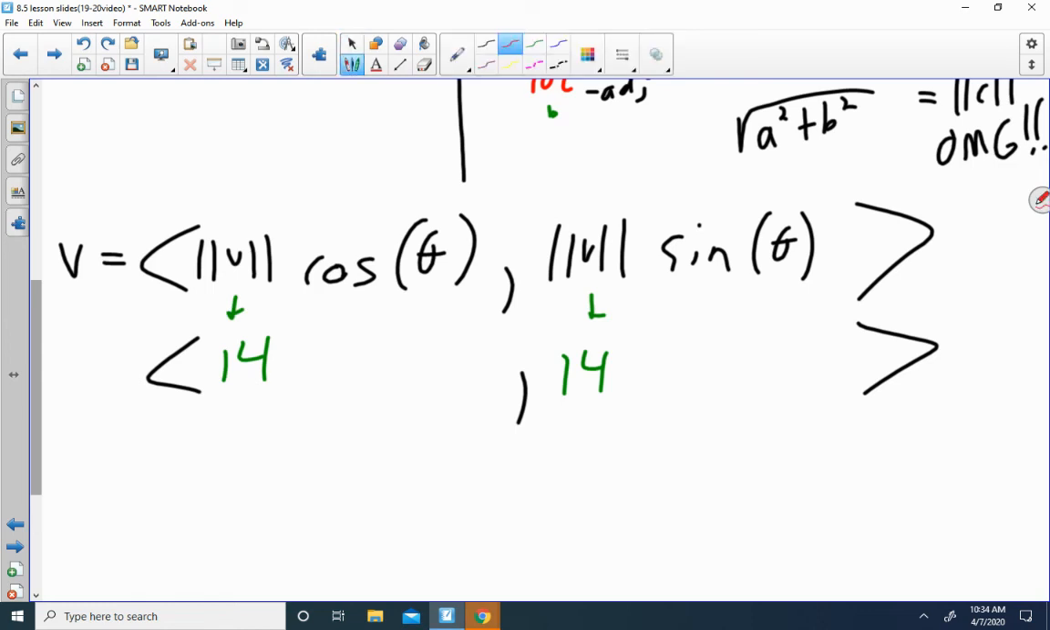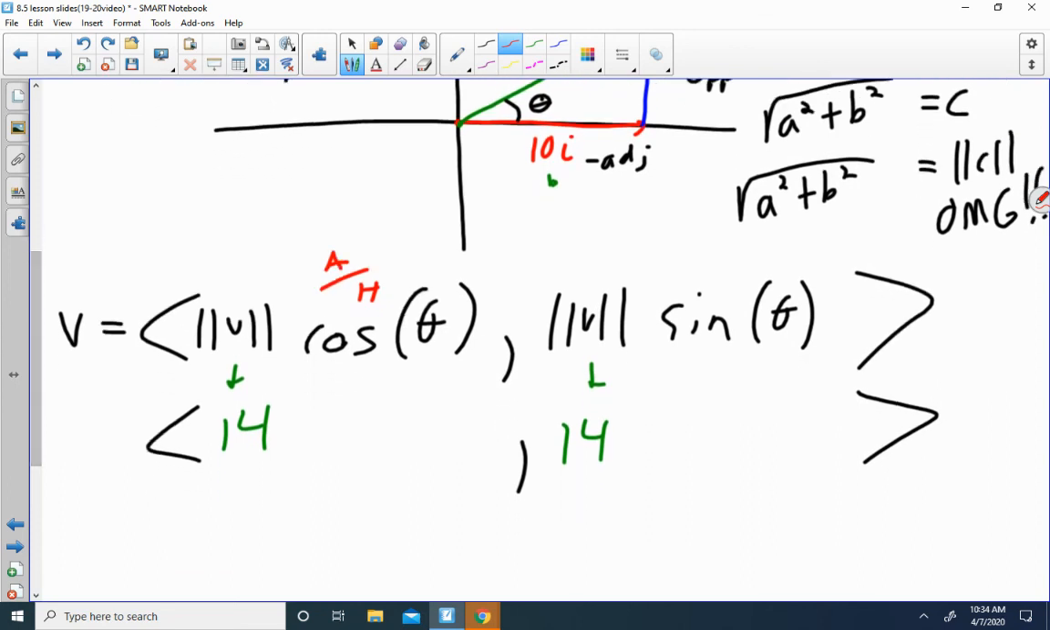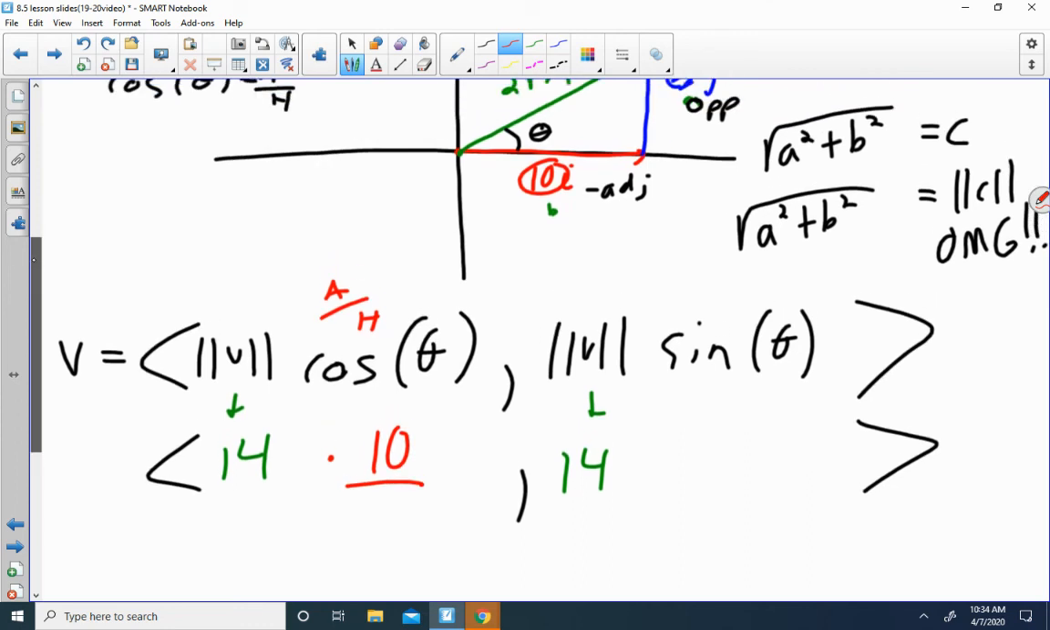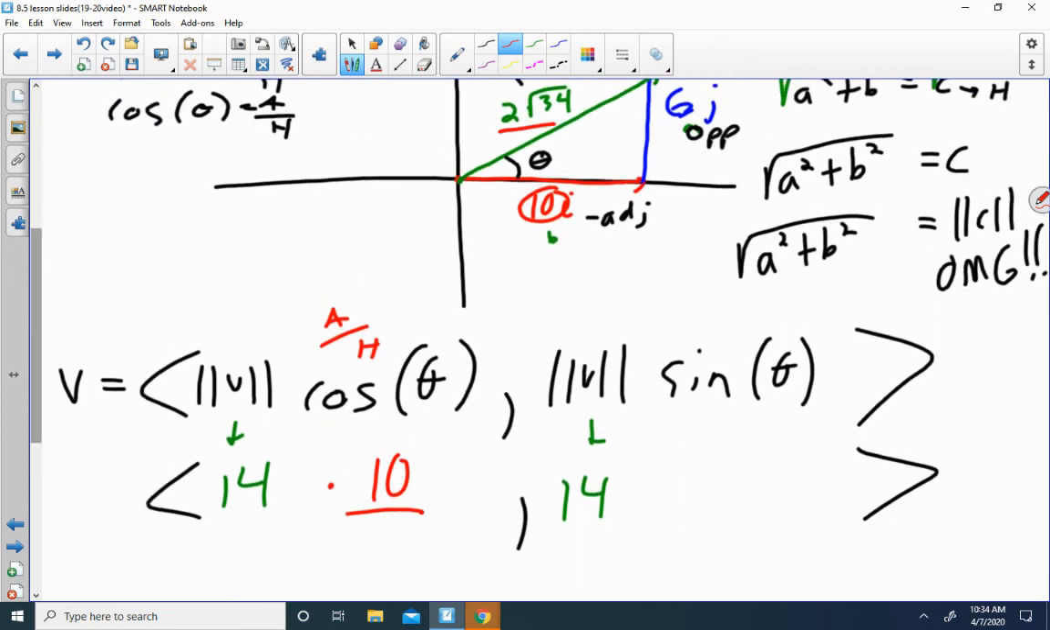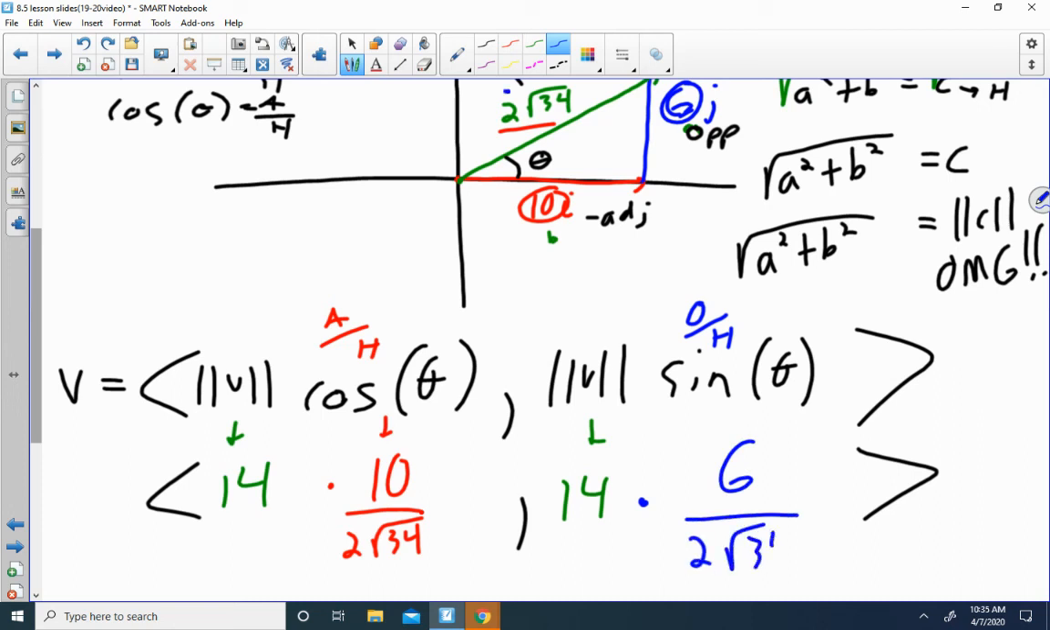Now for cosine, we got to do adjacent over hypotenuse. The adjacent side is 10. And then the hypotenuse is 2 root 34. So hypotenuse on bottom, 2 root 34. That is cosine. And then over here, we got to take 14 times sine, or sine is going to be opposite over hypotenuse. The opposite is going to be 6. Hypotenuse, I'll go on bottom, is 2 root 34.